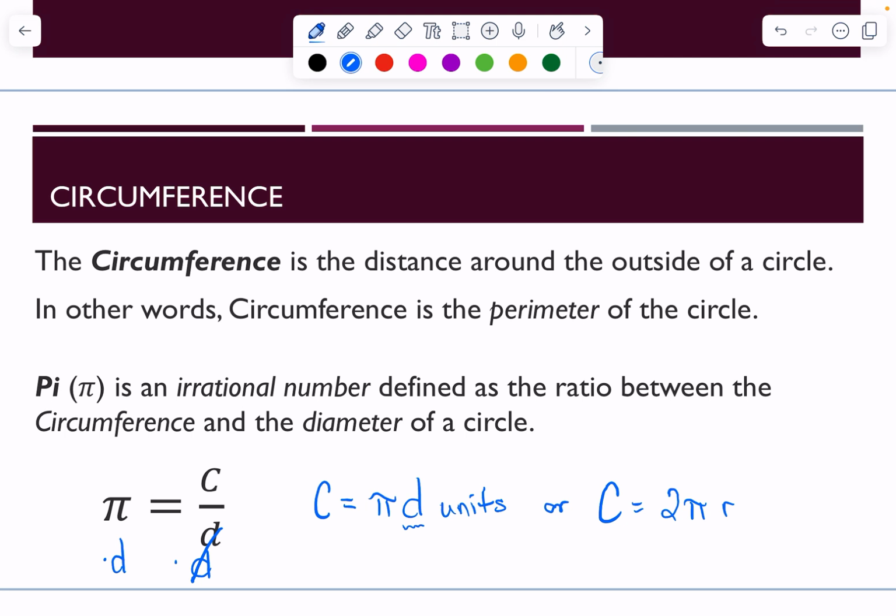Remember that 2 and r is equal to diameter, right? So those two together multiplied equals diameter. So you could actually use either one of those formulas. If you're given diameter, it's just diameter times pi. If you're given radius, you multiply it by 2, then you multiply it by pi.